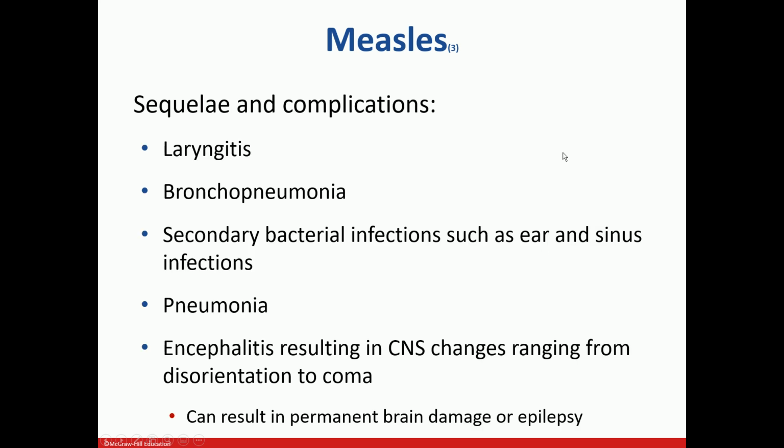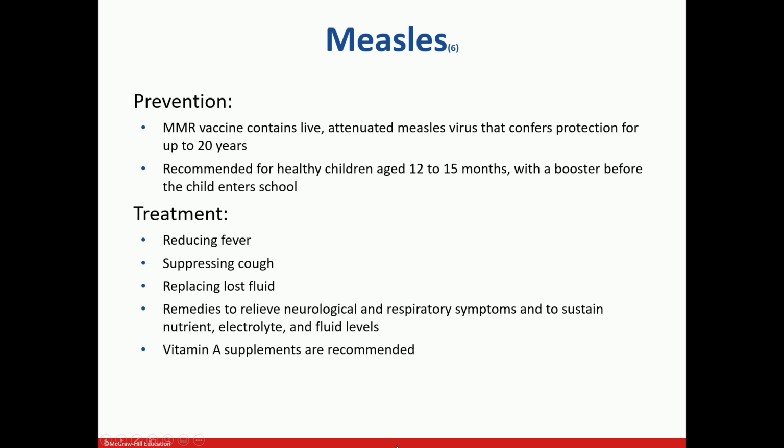If it gets really complicated, people can get laryngitis, bronchopneumonia, and people can also get secondary bacterial infections such as ear and sinus infections, pneumonia, and encephalitis. If it goes very deep to the central nervous system, it can cause that much effect too. It can result in permanent brain damage or epilepsy. Yes, we are talking about measles. It can become that complicated.